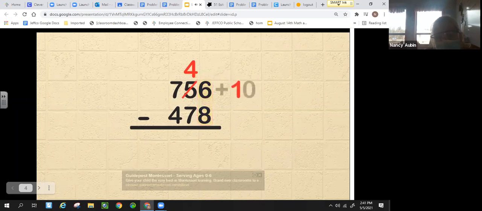This means we have 6 plus 10 is 16. And now we have enough to subtract. 16 minus 8 is 8. So we write 8 in the ones column below the line.